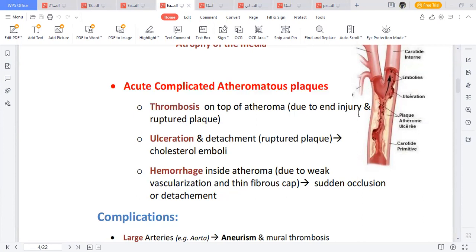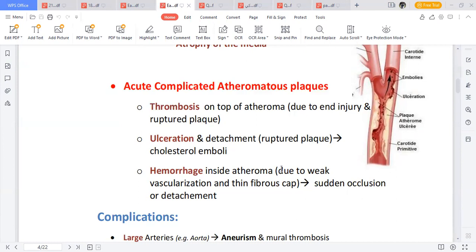That is the complication, number one, due to injury and ruptured plaque. Sometimes the plaque can rupture. If it ruptures and goes somewhere, where it will remain, it has injured the blood vessel, and hence there will be thrombosis. Those are risk factors. So ulceration: if it detaches, for example, here it has moved, you are going to have an ulcer. Even here it has detached, it has left an ulcer there. So ulceration and detachment. Because they have detached, the lipid has moved, it is called a cholesterol emboli.